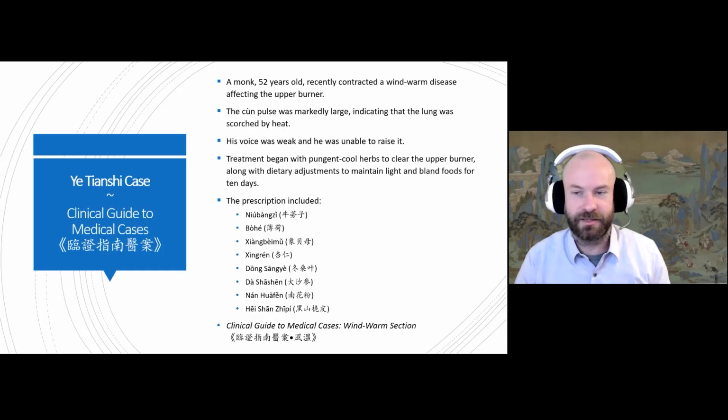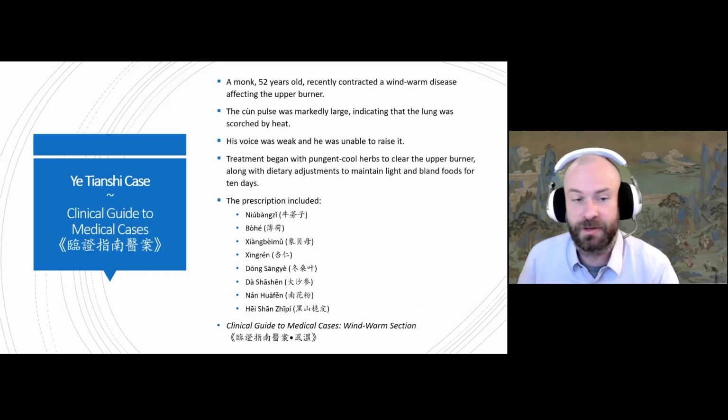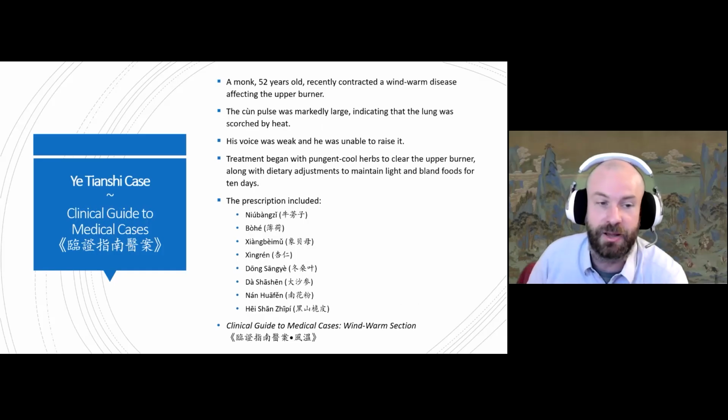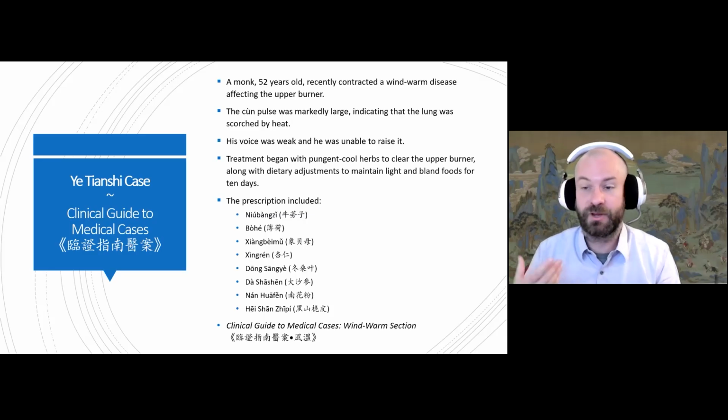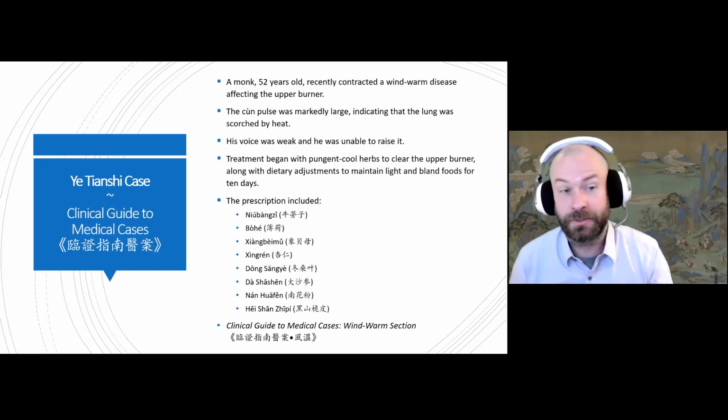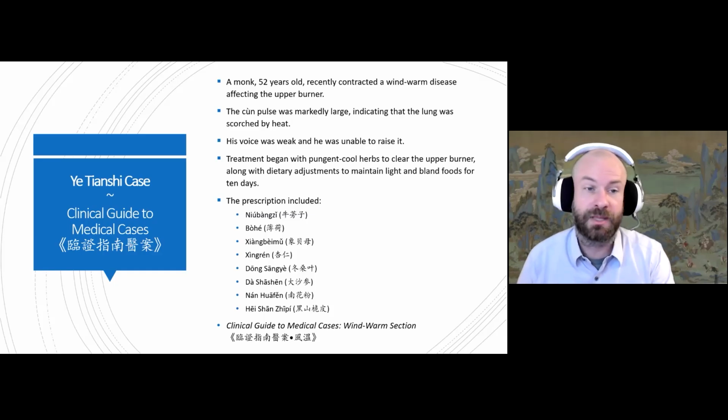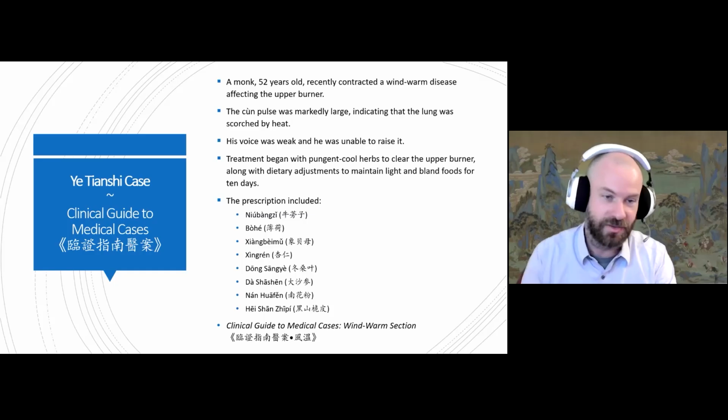So where does this formula come from? Well, Zhang Wansuan argues that this actually comes from a case by Ye Tianshi, where he says a monk 52 years old contracted a wind-warm disease attacking the upper burner. The Cun pulse was markedly large, indicating the lung was scorched by heat. If you remember, in 2.3, one of the differentiating features of warm disease is a strong Cun. His voice was weak and he was unable to raise it. Treatment began with pungent cool herbs to clear the upper burner, along with dietary adjustments to maintain light and bland foods for 10 days. The prescription was, you can read that.